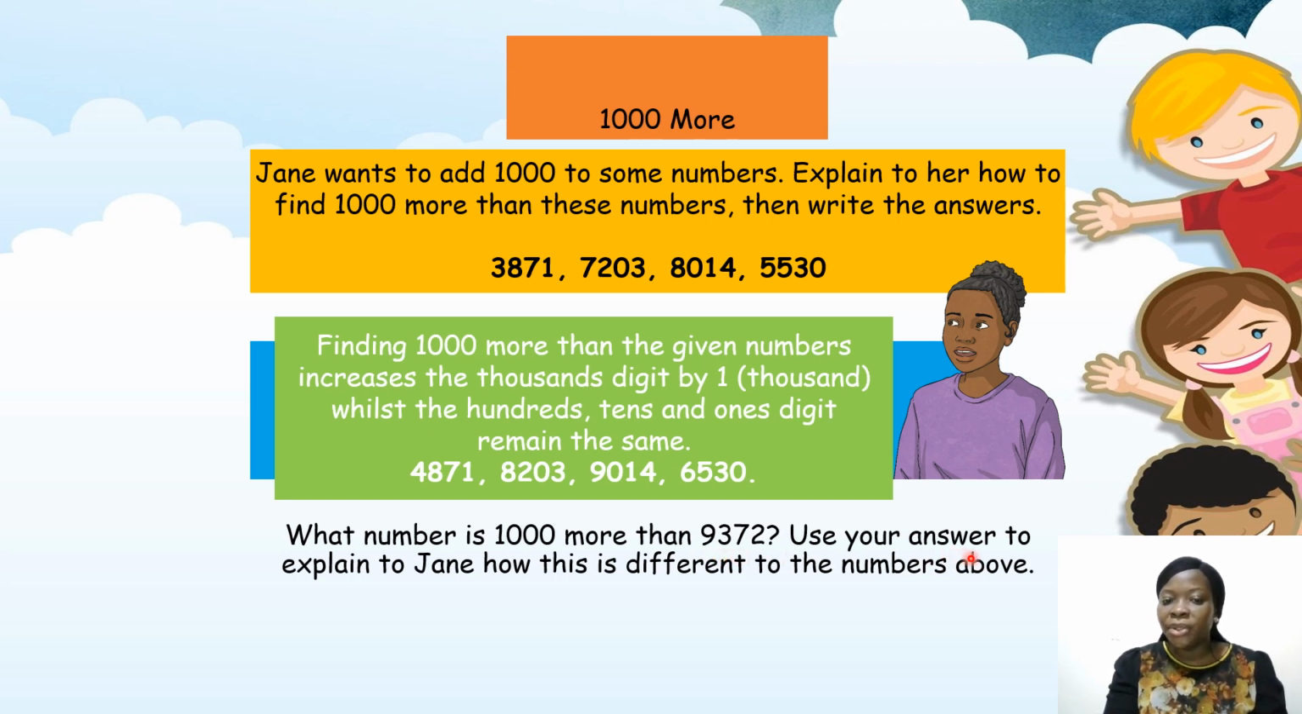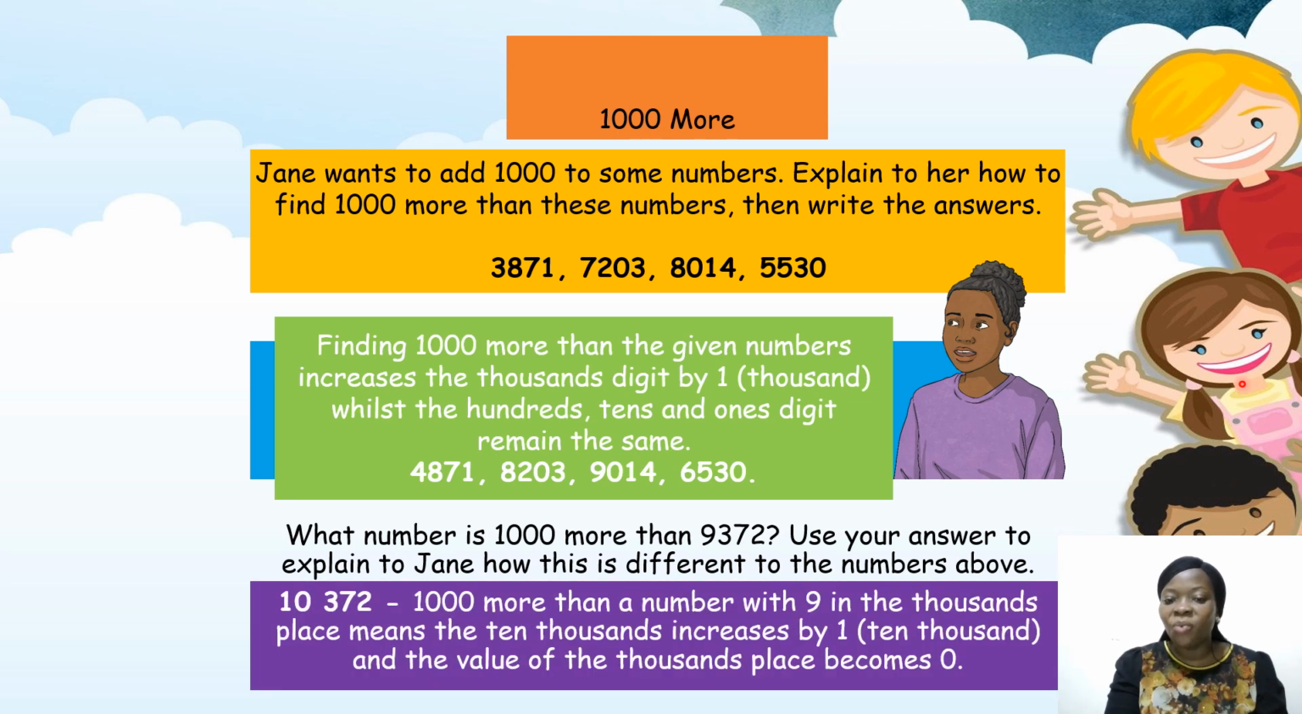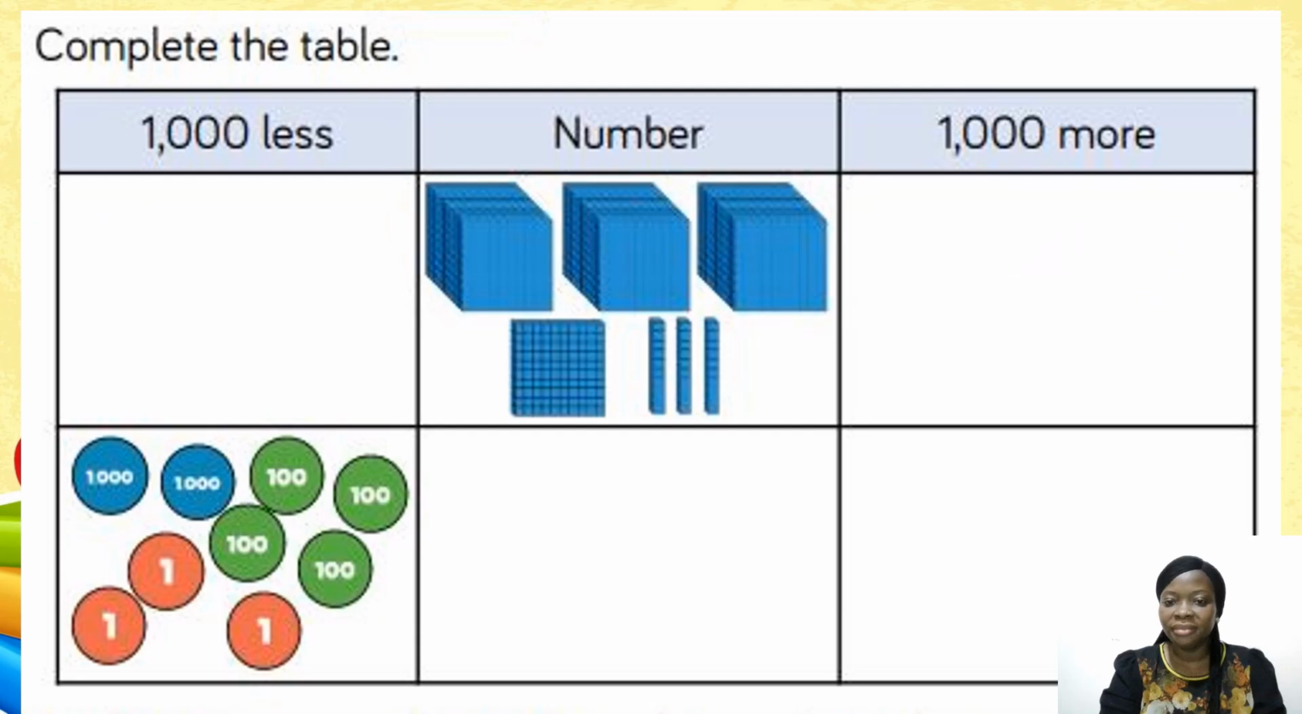What number is 1,000 more than 9,372? Use your answer to explain to Laura how this is different to the numbers above. Pause the video and have a go. Welcome back. 10,372. With 1,000 more than a number with 9 in the thousands place, the 10,000 increases by 1 and the value of the thousands place becomes 0. I hope this is clear.